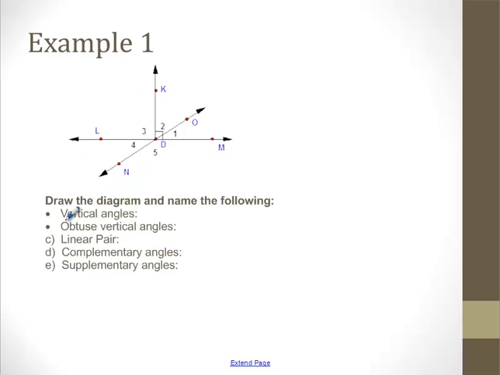Look at the picture. See if you can name a pair of vertical angles, a pair of obtuse vertical angles, a pair that's a linear pair, a pair of complementary angles, and a pair of supplementary angles. All right, take a minute, do that, then we'll check in just a second. So, vertical angles are across from each other. I'm talking like 1 and 4. 1 and 4 are made by two straight lines.